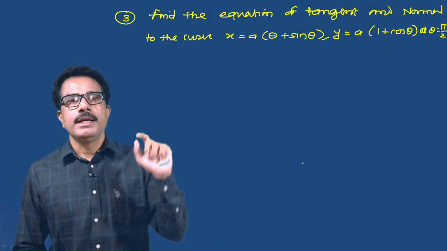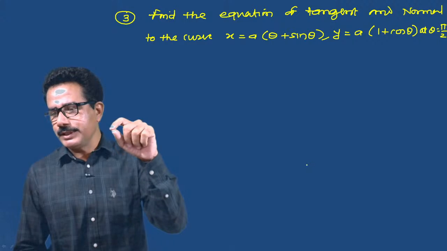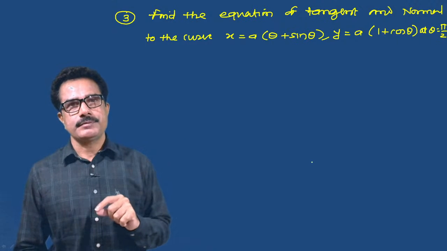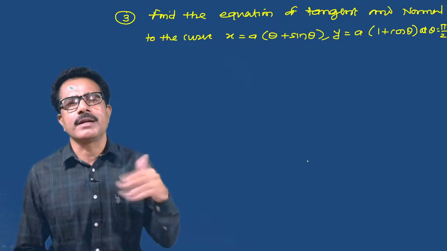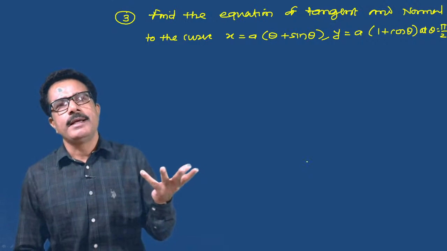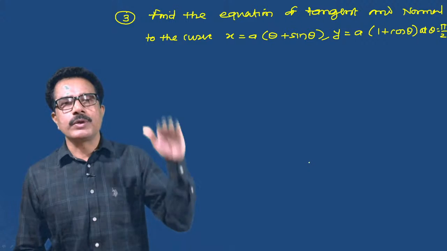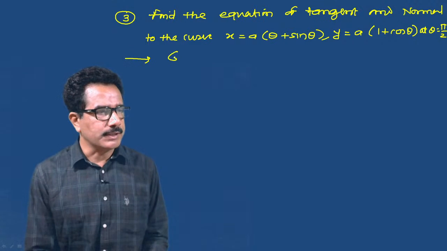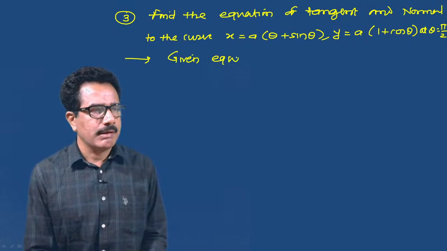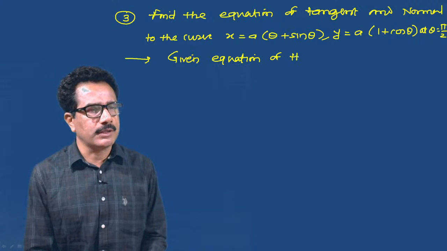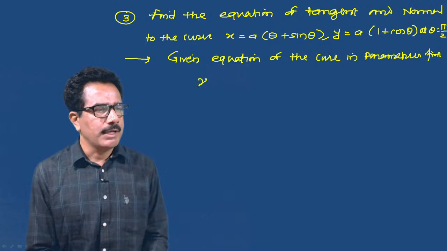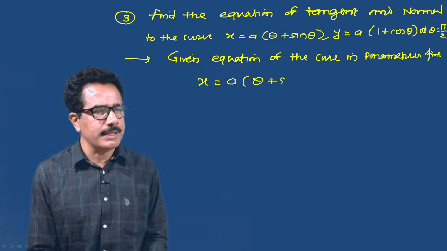This means x is a function of theta, y is a function of theta, therefore here theta is the parameter. Parameter means the third common variable. So we have to calculate the slope of a tangent in parametric form. No problem. Given the equation of the curve in parametric form, x is equal to a in a bracket theta plus sin theta.